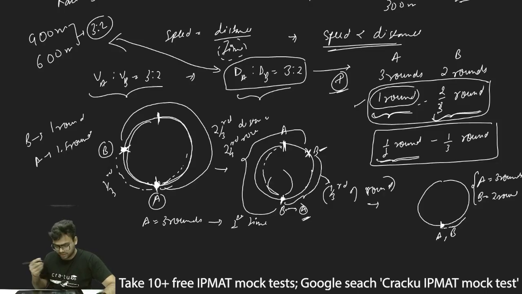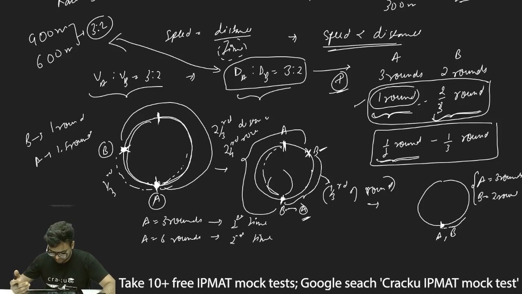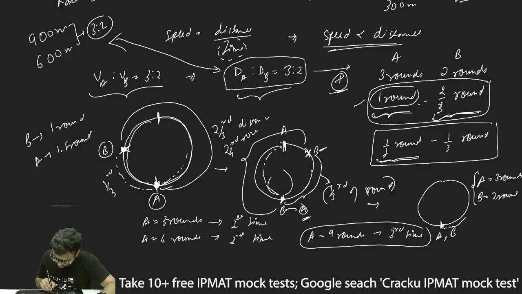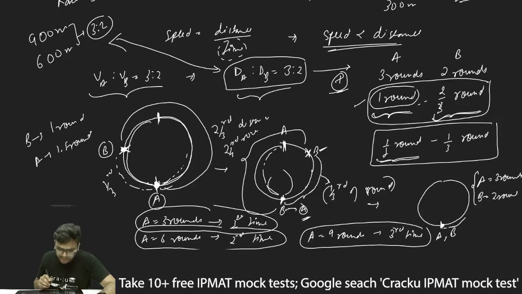When A has covered 6 rounds, he will be passing for the second time. Similarly, when A has covered 9 rounds, he will pass for the third time, because in every 3 rounds he is passing B once. So at 3 rounds he passes for the first time, at 6 rounds for the second time, and after the end of the 9th round, for the third time.